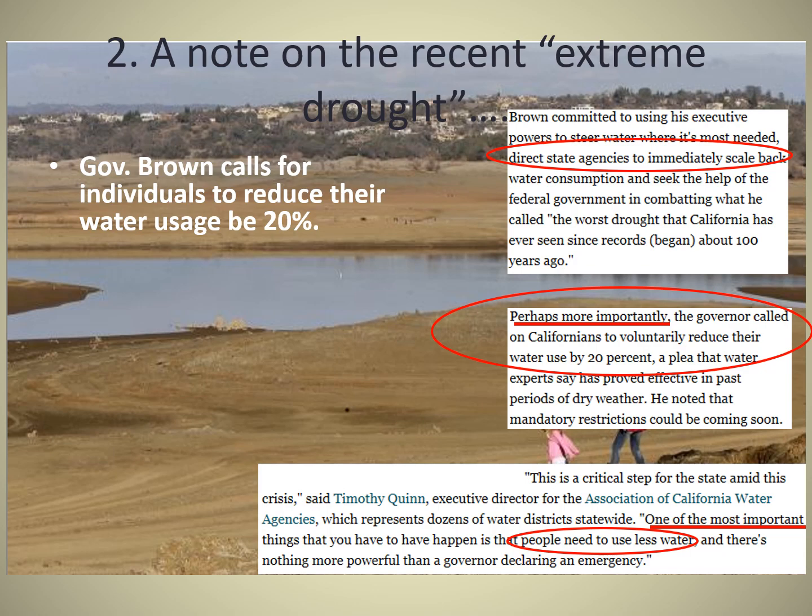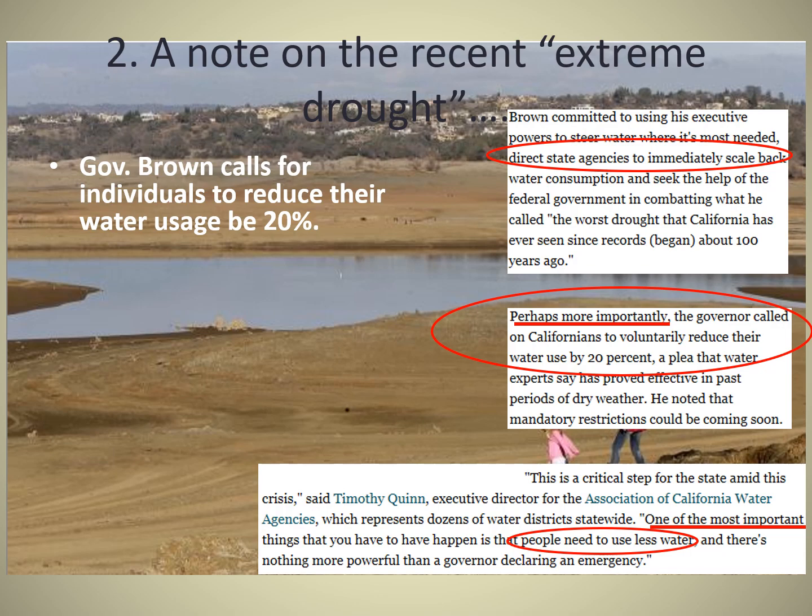And so from the article, Brown committed to using his executive powers to steer water where it's most needed. He directed state agencies to immediately scale back water consumption. Perhaps more importantly, the governor called on Californians to voluntarily reduce their water use by 20%. One of the most important things that you have to have happen is that people need to use less water.